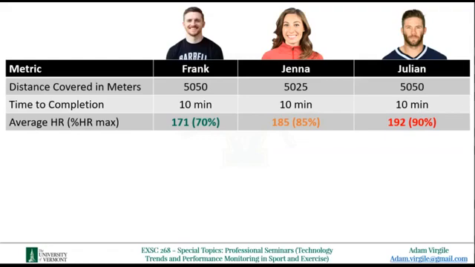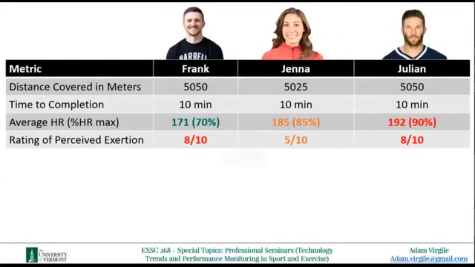And what we're going to add on next is another layer, rating of perceived exertion, or RPE. So we have three athletes, Frank, Jenna, and Julian. They all covered more or less the same amount of distance in the same amount of time. Frank's average heart rate was way lower than Jenna's, which was lower than Julian's. But Frank's RPE was similar to Julian's RPE, despite having a drastically lower average heart rate response. And Jenna's is kind of in the middle of the two, and her RPE wasn't that hard relative to what it could be maximally.